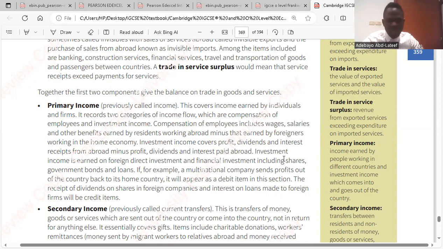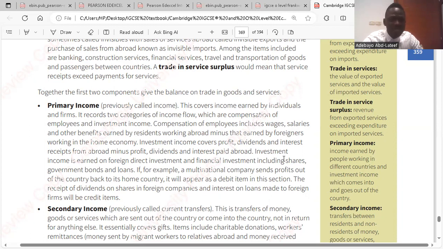So look at what they wrote. They said investment income covers profit, dividends, and interest received from abroad minus profit, dividends, and interest paid abroad. Investment income is earned on foreign direct investments. These are multinationals. And financial investments, including shares, government bonds, and loans.